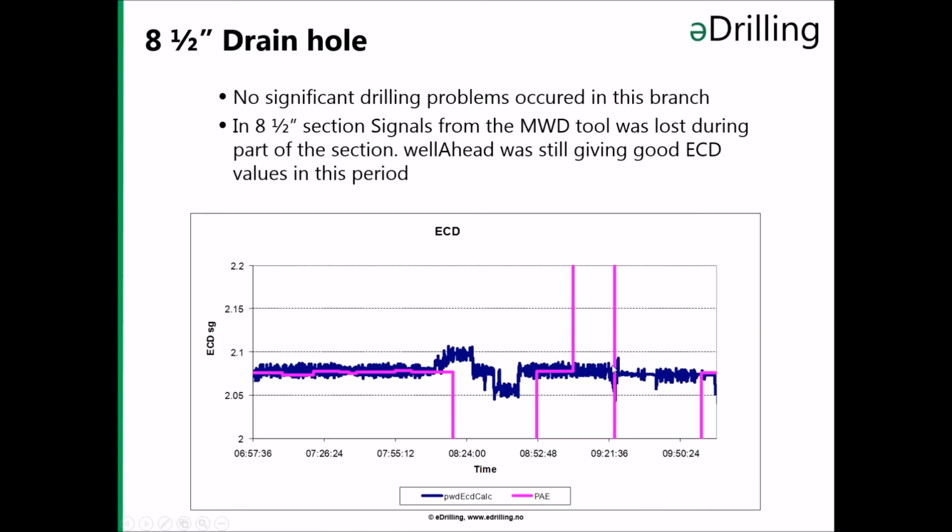Here is an example. This plot shows data from the 8.5-inch drain hole, and it shows that the pink, which is the pressure while drilling sensor data, has periods where there are no results. In these periods, the blue, which is the calculated PWD data, is still functioning, of course, and when the sensor comes back, it's spot on with what is predicted by the model.